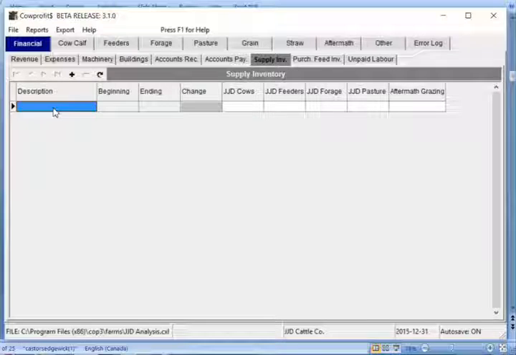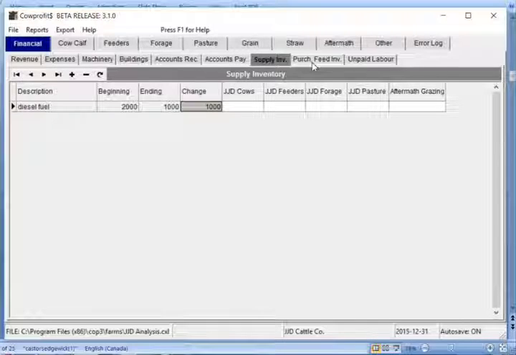Supply inventory is a similar thing. They had diesel fuel on hand. Diesel fuel, at the beginning of the year, they had 2,000 on hand, and at the end of the year they had 1,000 on hand, and that means an inventory change of 1,000, and we'll allocate that at a later time.